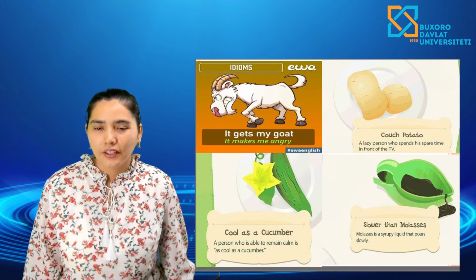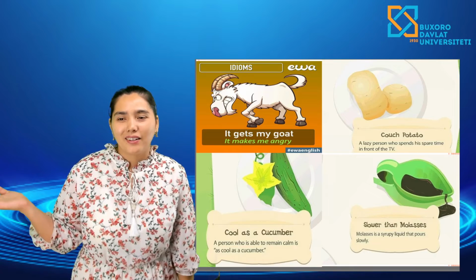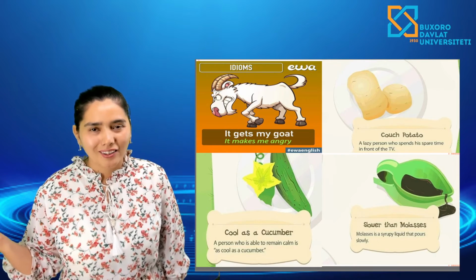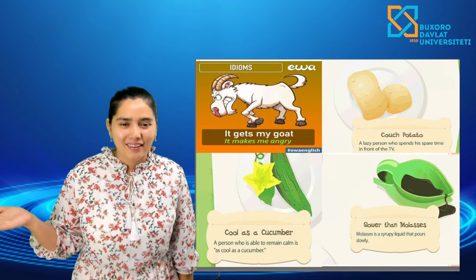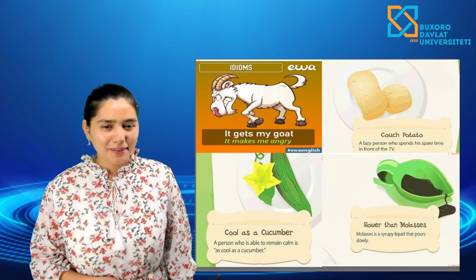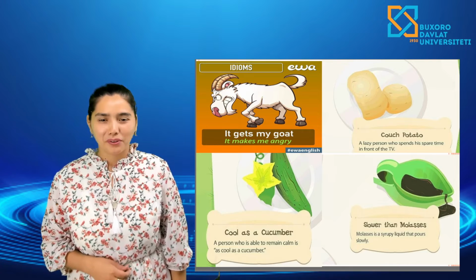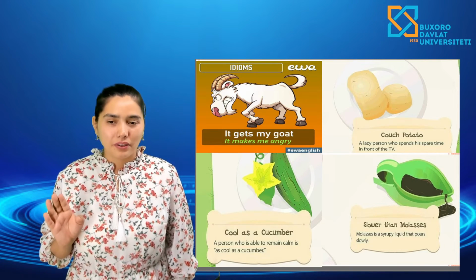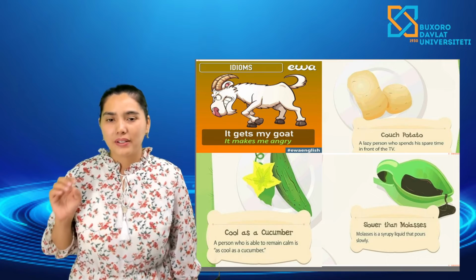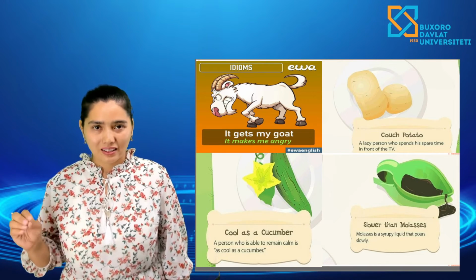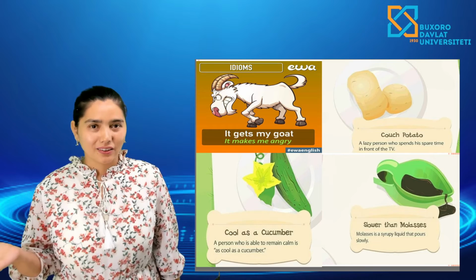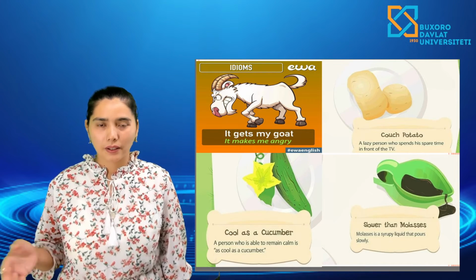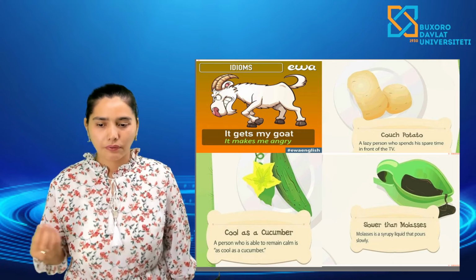Next slide. Here we can see idioms. For example, the most famous one is "it gets my goat." It means it makes me angry. A couch potato, a lazy person who spends his spare time in front of the TV. So when you speak with foreigners in English or with a native speaker who has an authentic speech in English, you can hear such kind of idioms really much. They use them really frequently.